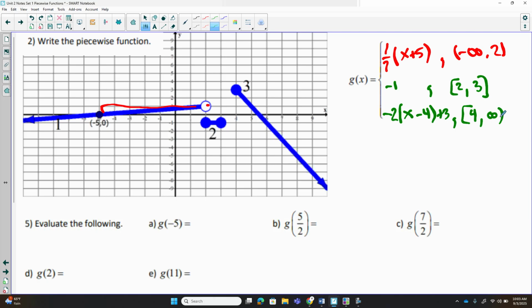Okay, Kevin, we're looking at number 5A. What is G of -5? You think it's 0? Yeah, he's right. All right, good job. That was an easy one. Hutchins, what about 5/2?